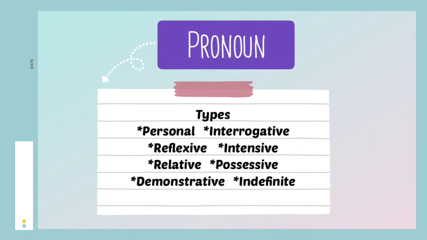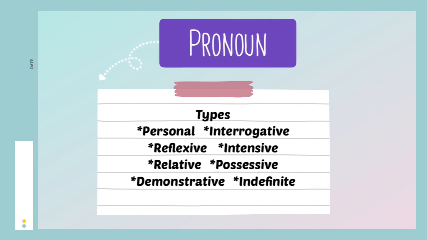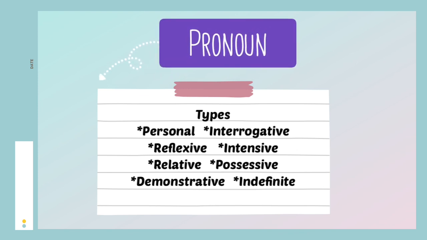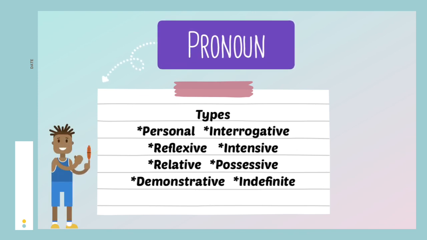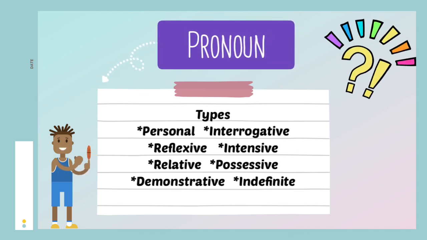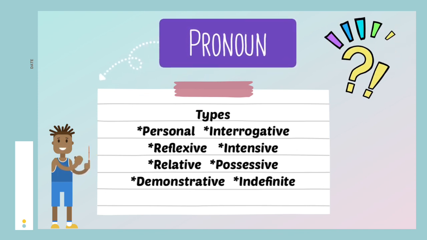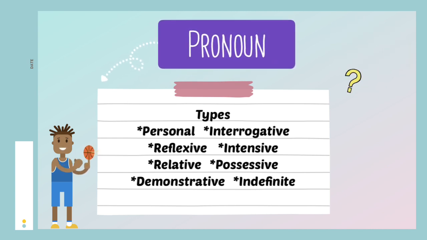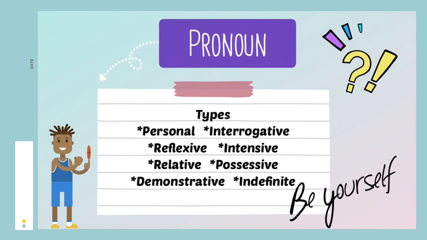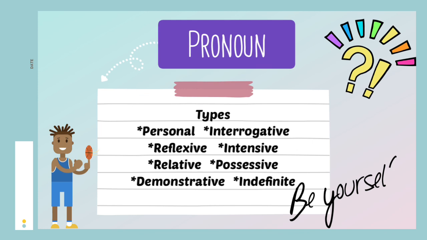So we have personal, interrogative, reflexive, intensive, relative, possessive, demonstrative, indefinite. So personal pronouns, these are the pronouns that I gave as examples earlier. It replaces name of person or persons, while interrogative pronouns, these are used to ask questions. Reflexive and intensive pronouns, these are the pronouns that end in self or selves, like for instance, himself, herself, themselves, and so on and so forth.